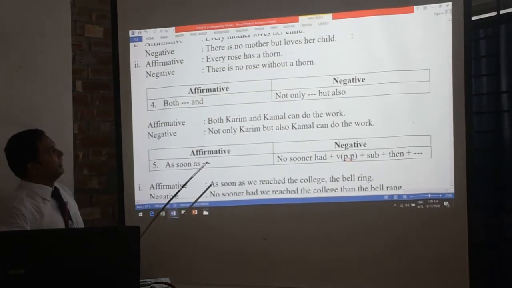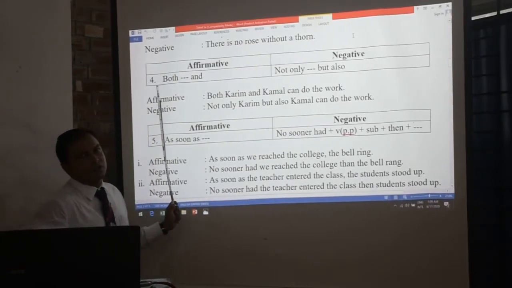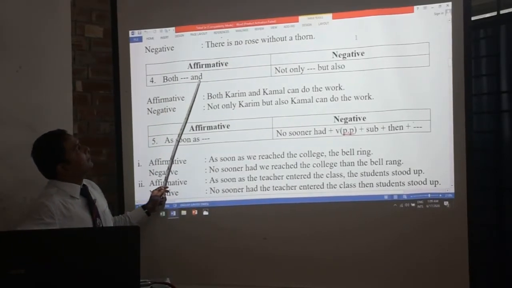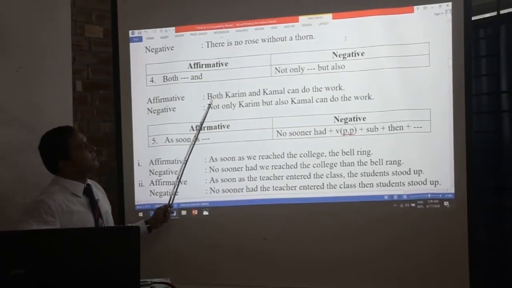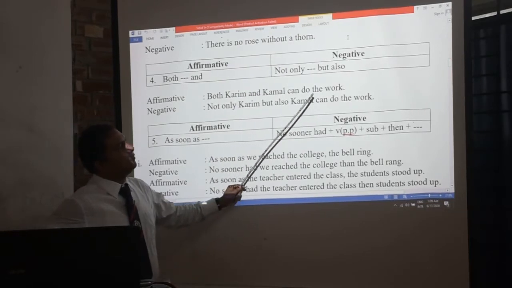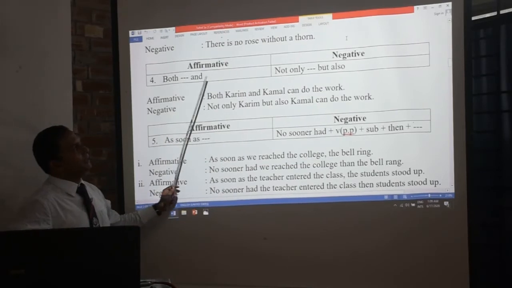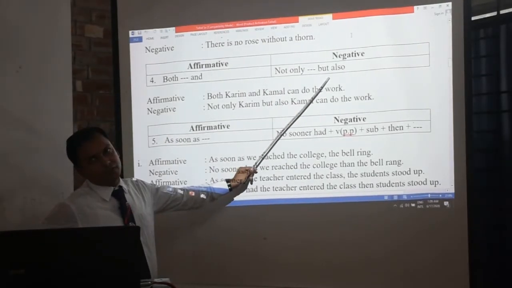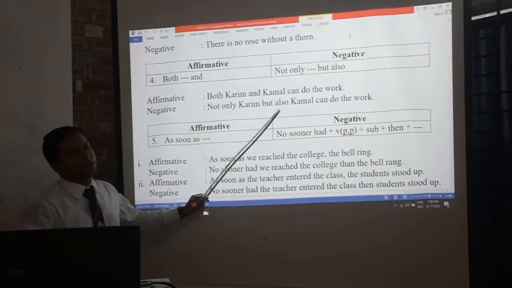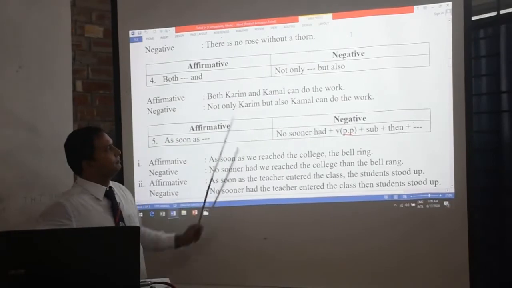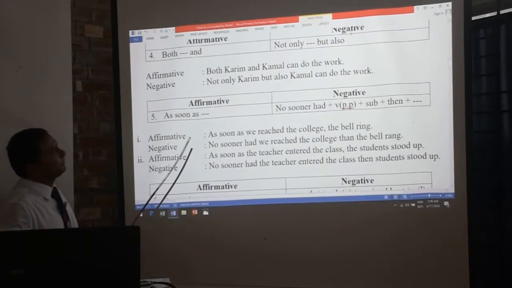In the next rule, if you find "both" and "and" in a sentence, in between "both" and "and" there will be one or more words, like in this sentence, both Karim and Kamal can do the work. Here, "both" and "and" will be replaced by "not only" and "but also." So the negative form will be: Not only Karim but also Kamal can do the work. I think you understood this easy rule.